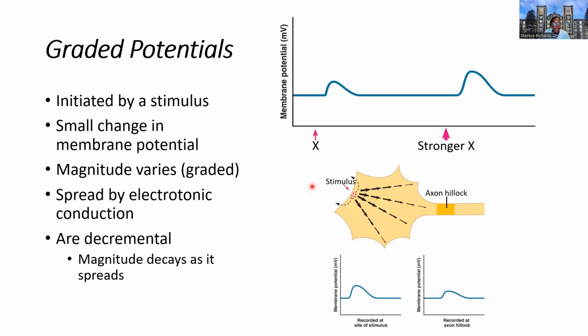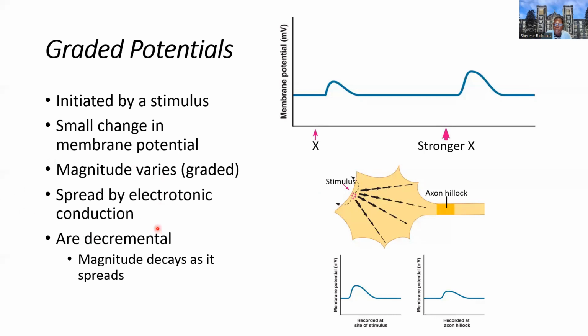So let's just review that and think about graded potential. They're initiated by a stimulus. They are small changes in the membrane potential. Their magnitude can vary, so they're not going to have a fixed magnitude the way that we see for action potentials, but they can be of varying degrees. They can be small, they can be medium, they can be large in terms of their strength or magnitude.